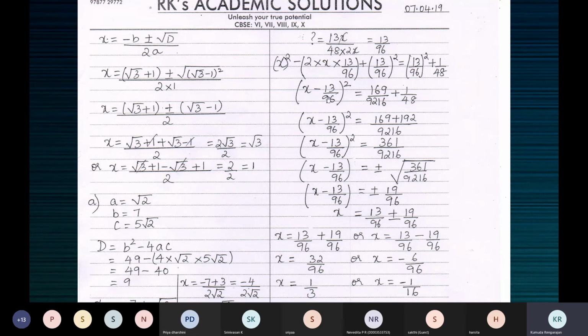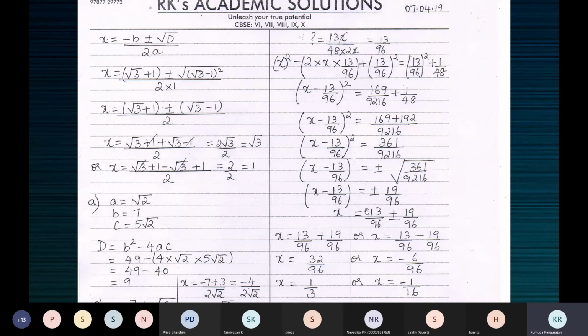So we have completed the square. By adding the q square term to both the sides, we have completed the square. And we have written it as x minus 13 by 96 the whole square. So on this side we are done. On the other side we need to take up the LCM and all that. We get 361 by 9216. So x minus 13 by 96 is equal to plus or minus square root of this number.